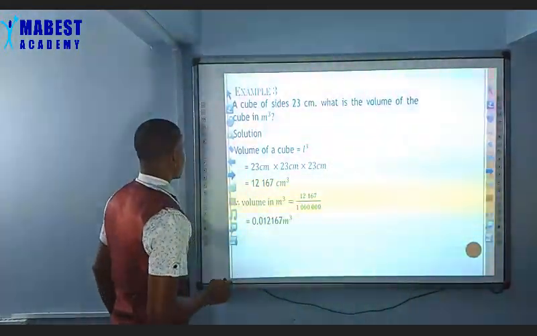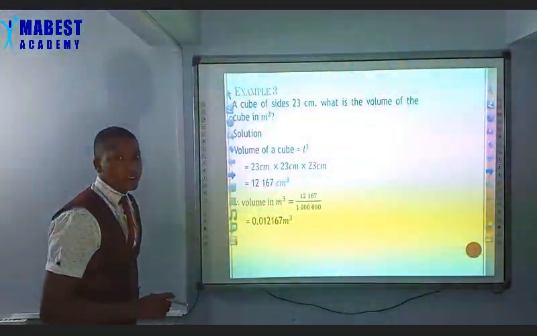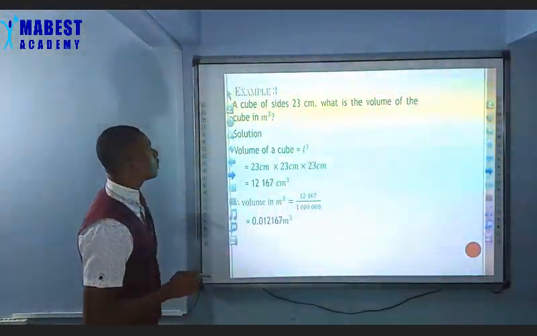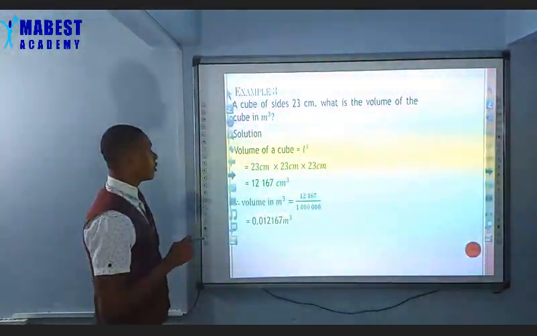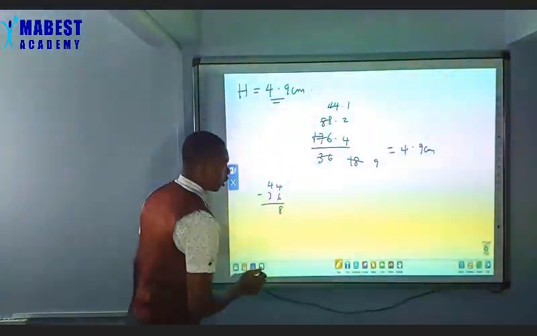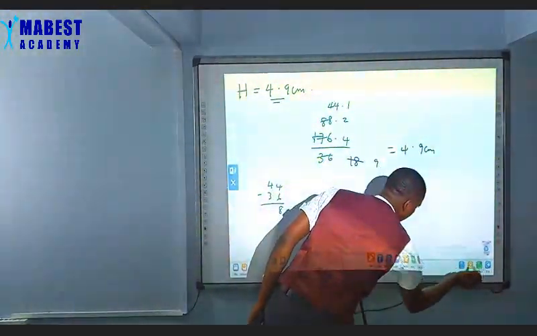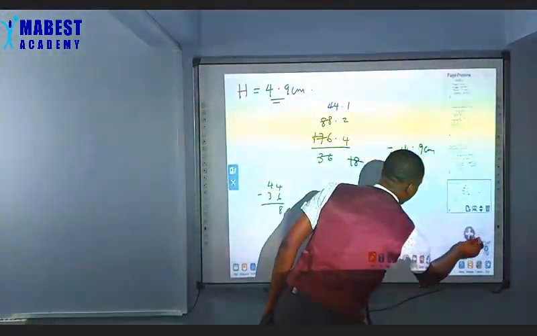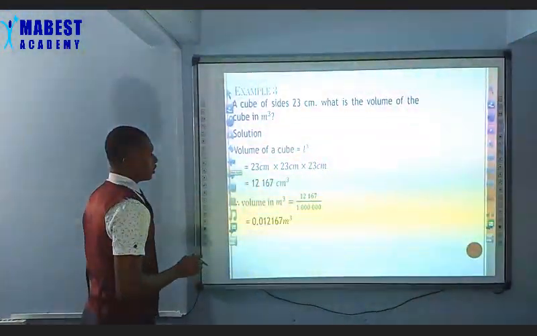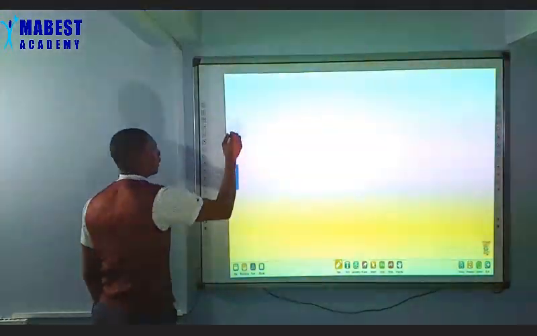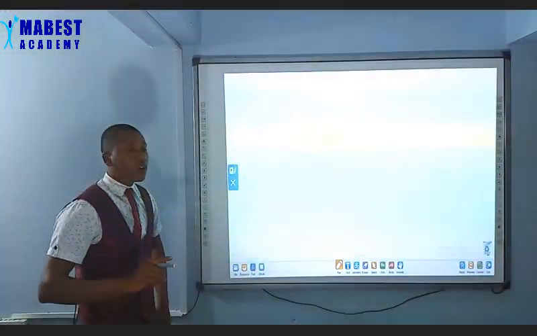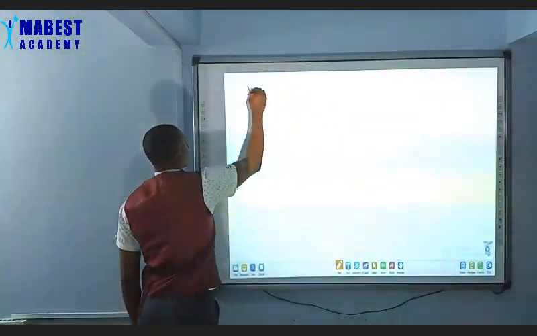Yes, example 3. A cube of side 23 centimeter. What is the volume of the cube in meter cube? Let's go to our board and pick a fresh page. The question says a cube of side 23. Don't forget, one of the characteristics of a cube is that they have equal length. So it means the volume of our cube.